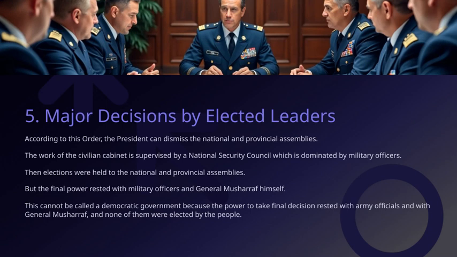This situation clearly challenges the idea of a democratic government, because true democracy relies on elected officials making final decisions. But in this case, those decisions were made by military officials and a military leader. So, it's important to understand that even with elections, the real power dynamics were controlled outside of the democratic process, which is a critical point in understanding the political landscape during this period.